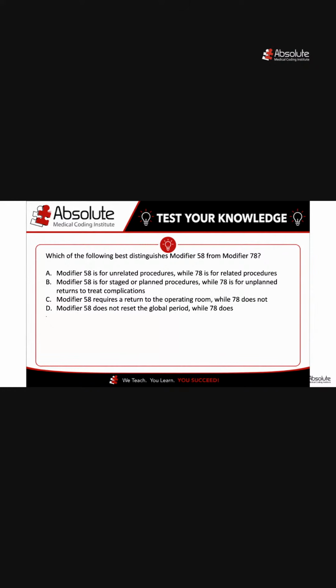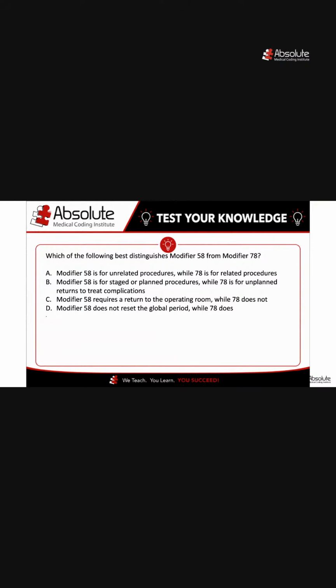Which of the following best distinguishes modifier 58 from modifier 78? A, modifier 58 is for unrelated procedures, while 78 is for related procedures. B, modifier 58 is for staged or planned procedures, while modifier 78 is for unplanned returns to treat complications. C, modifier 58 requires a return to the OR, while 78 doesn't. Or D, modifier 58 does not reset the global period, while 78 does.